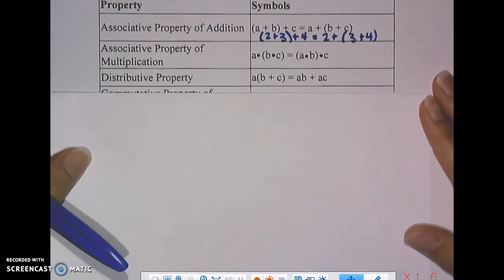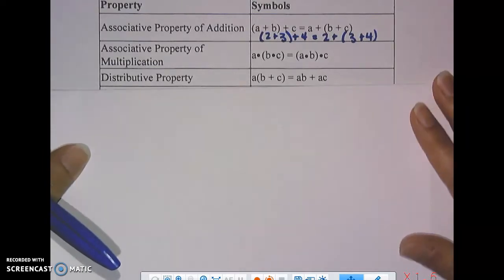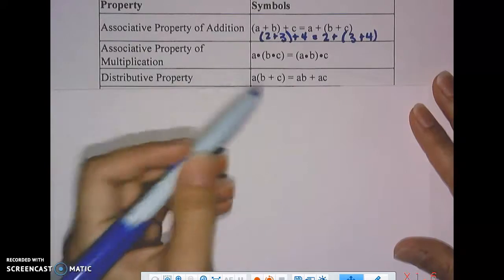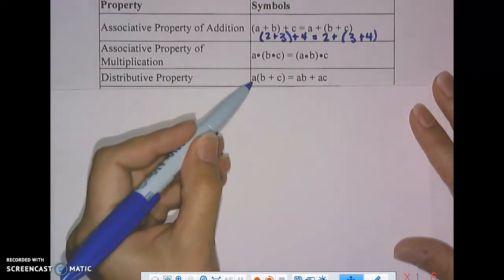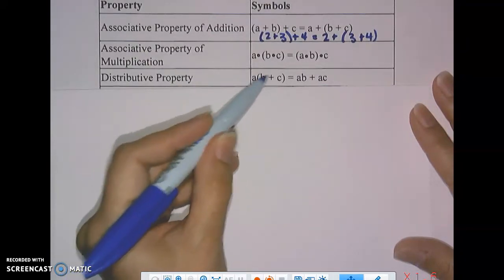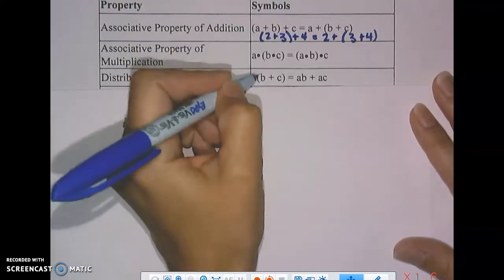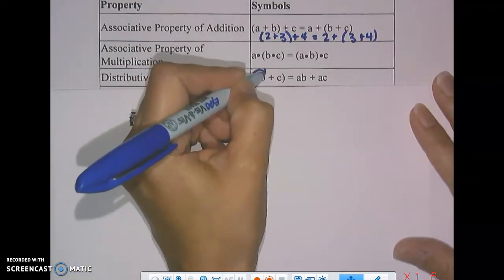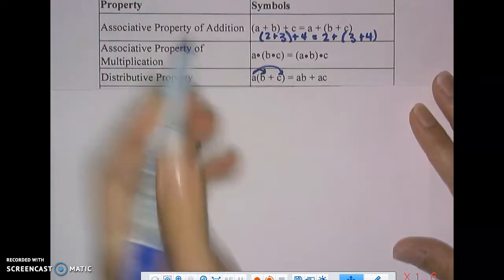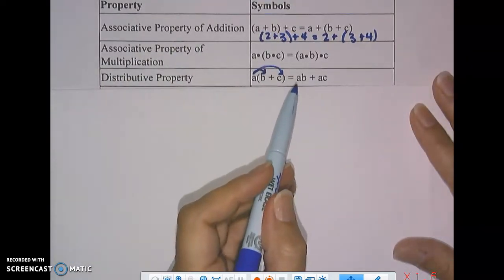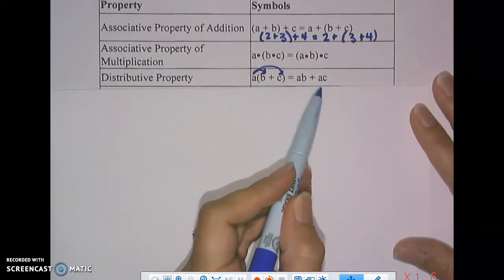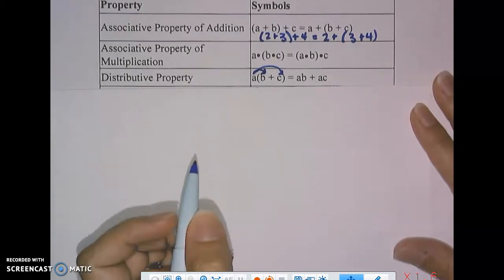The next property is the distributive property, and this is something that you probably are familiar with. That just says that if we have some number A on the outside and we multiply it to the quantity B plus C, we're going to take that value of A on the outside, and when we distribute it in, it gets multiplied by everything on the inside. So we would have AB plus AC.